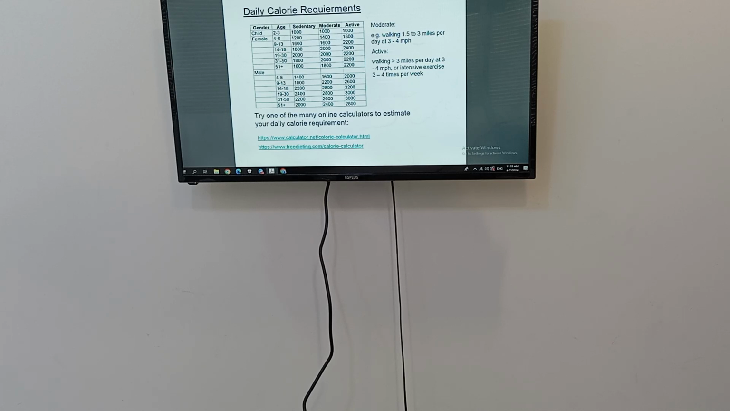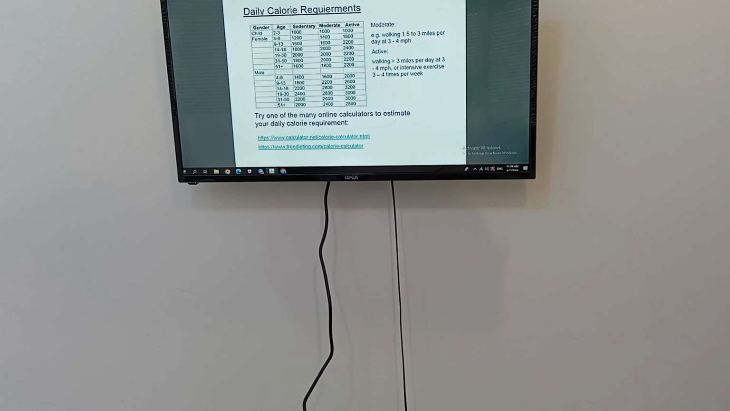So you have for children from age 2 to 3, if sedentary they need 1000 calories, all of it 1000 if sedentary, moderate or active. You have females for each different age group. It will have different calories in the sedentary state, in the moderate state, and in the active state. Of course, with each state, for example, the active will need more calories than the sedentary and the moderate.